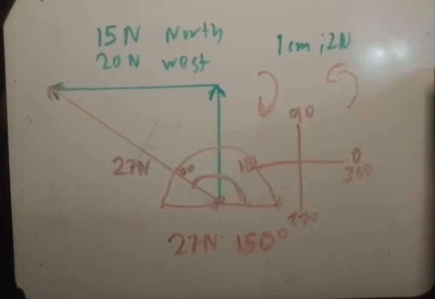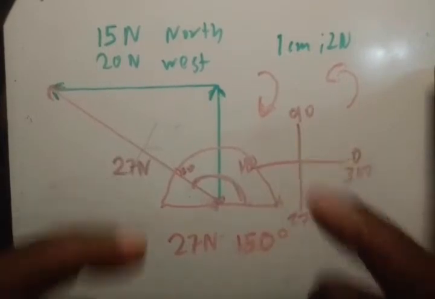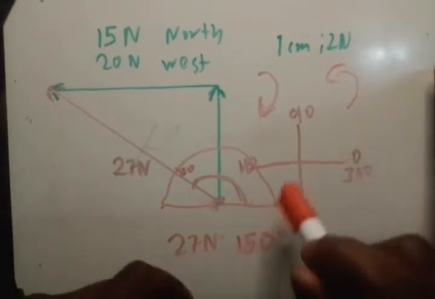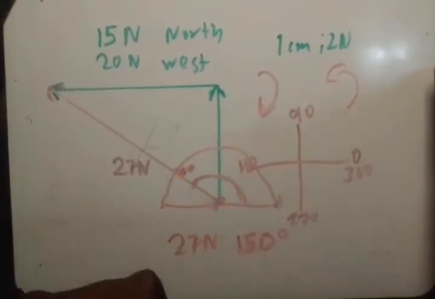So both magnitude and direction is needed. So you would place a protractor and you would measure, you would find out how many degrees it is. It should be around 150 degrees, right? 150 or 155 degrees. Should be around that side.